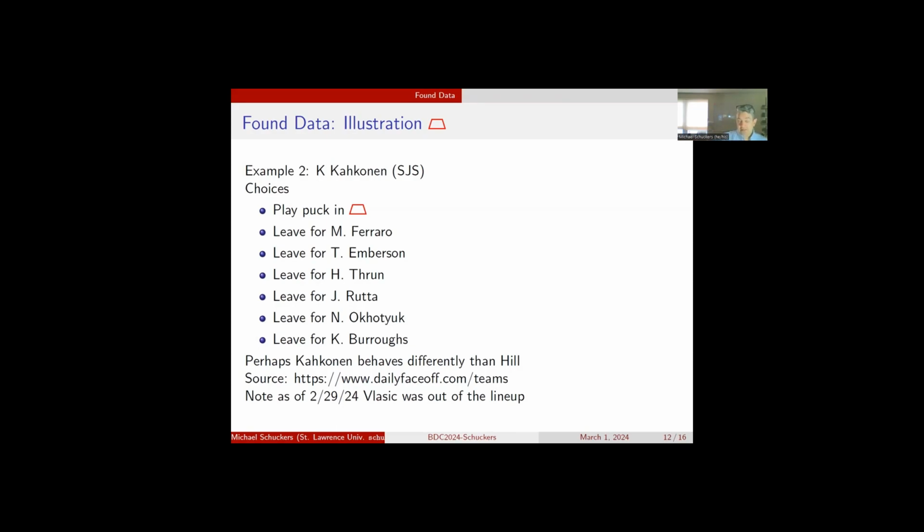So the big picture here is if we were going to assess the behavior of Kahkonen or the behavior of Hill in terms of, right, their decision making and how it leads to zone entry, we're going to have to account for the players that they're leaving it for. And there are methods, and not time in this video, but certainly you can look up and research some of the statistical methods that go into that.